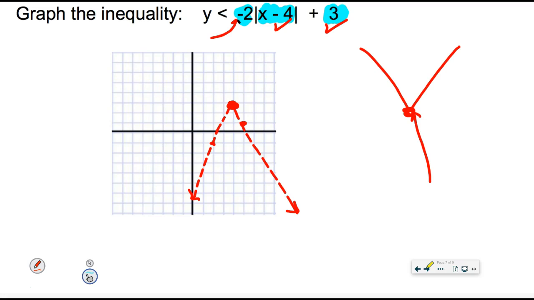And the last thing, Connor, is the shading. And now your answer to my last question. Because it's already solved for y and it says the y's are less, do you shade above or below? Yes. Below, all this stuff in here.